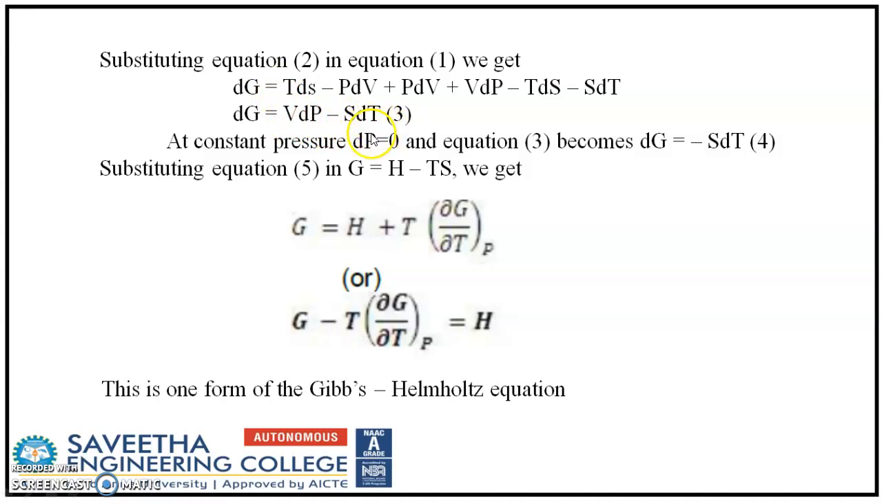See here, we are measuring this equation at constant pressure. So the term dP is equal to 0 and equation 3 becomes dG is equal to minus S into dT. So substituting in equation 5, G is equal to H minus TS, we get G is equal to H plus T into the differential of dG by dT at constant pressure. We can also measure this equation at constant temperature with the help of the Helmholtz equation, and this is one form of the Gibbs-Helmholtz equation.